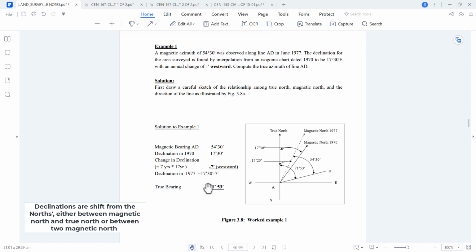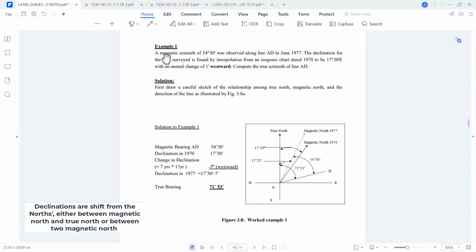So I'm going to explain the solution here so that when you get a similar question, you know how to go about it. For you to be able to solve this question well, you should be able to draw the outline as being indicated here so that you know the directions of the magnetic declinations and the bearings.